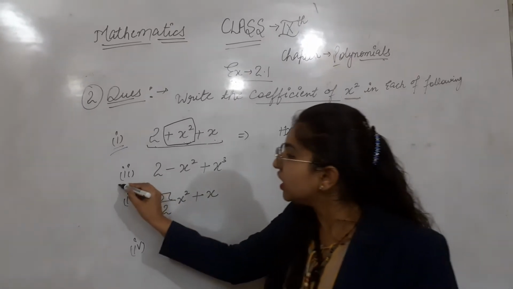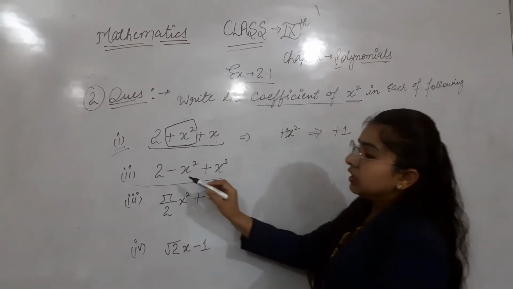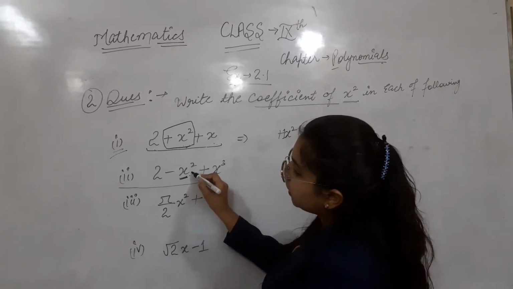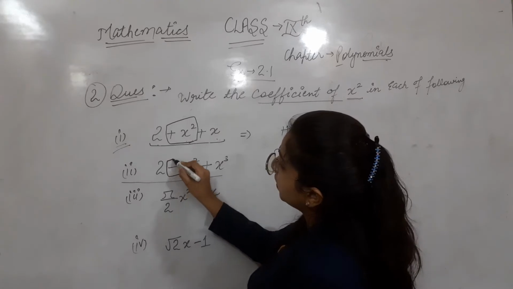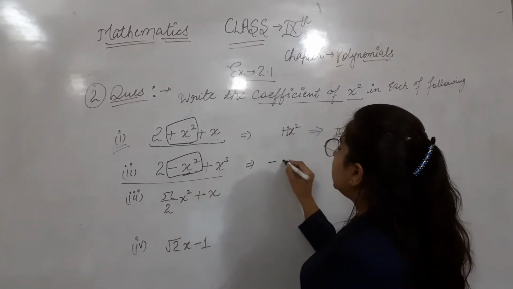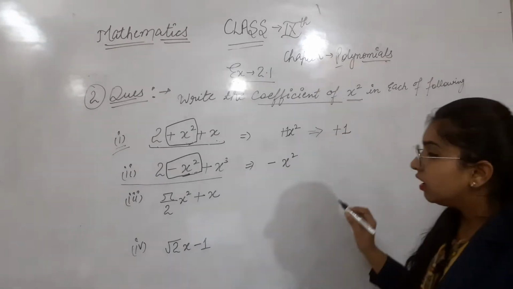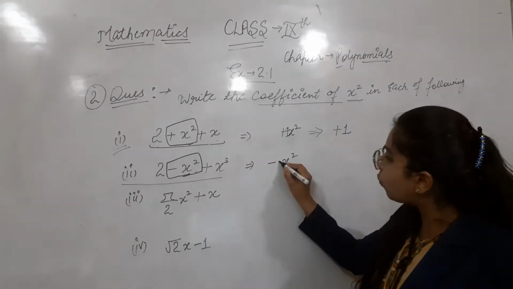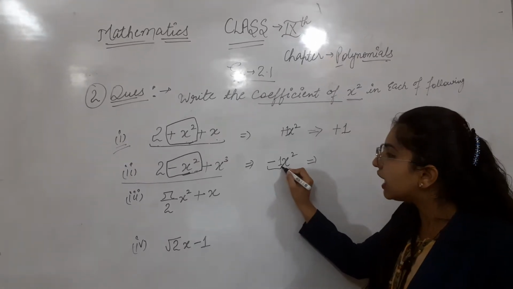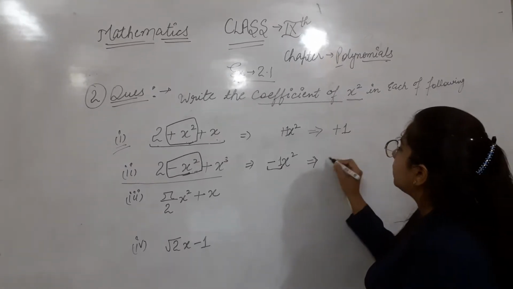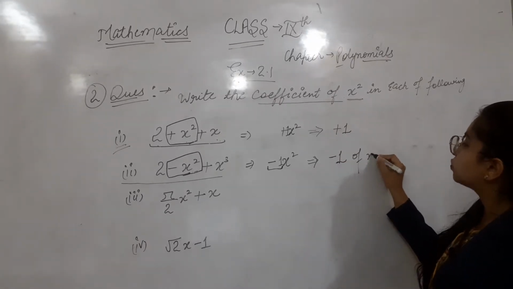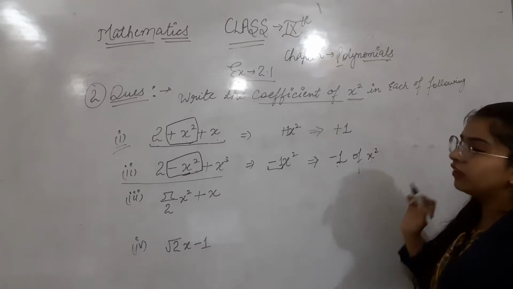Okay. In the second question, what are we doing? Here x square is this. We have to pick x square with its sign. I am taking x square with its sign. Now, it's minus x square. What is the number with x square? We can put 1. So the coefficient, with sign, we have to take as minus 1. Coefficient will be minus 1. Minus 1 will be the coefficient of x square.